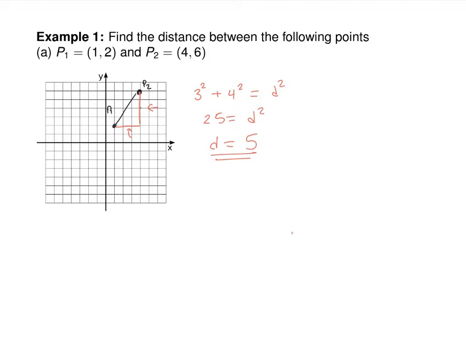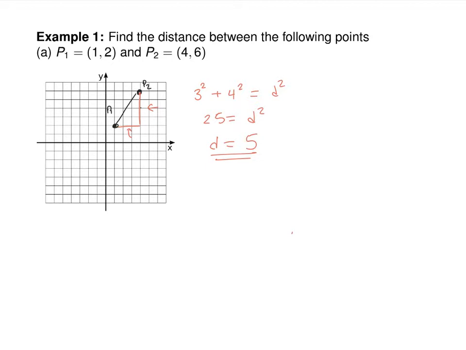Yep, exactly. Okay. But it's kind of cumbersome to always have to draw a picture, isn't it? Every single time you want to find distance, having to draw a picture. What if your numbers are enormous, like 100 and 1,000? That'd be kind of a pain. So you have to think about where those numbers came from.